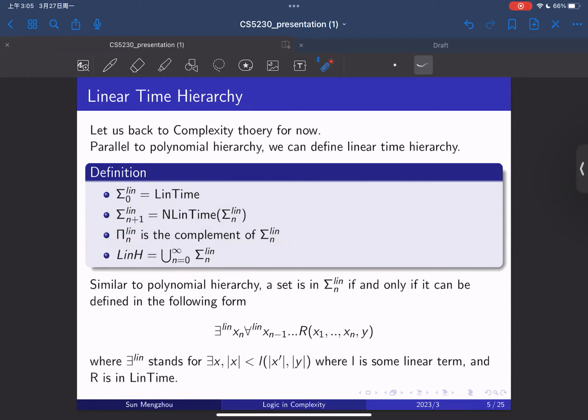And similar to the polynomial hierarchy, we can write down the formal description of the Sigma n languages in this form. So there is x_n, for x_{n-1}, and inside this R is in linear time, and all the quantifiers would be in this form. So there is x such that the length of x is bounded by some linear term in the parameter.